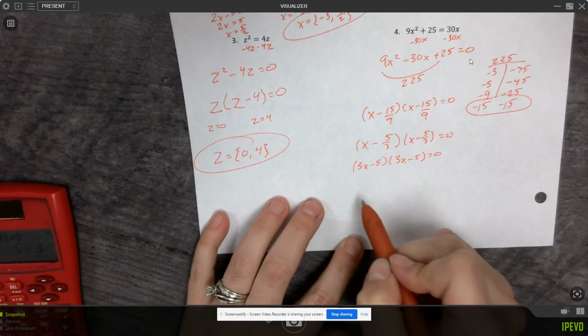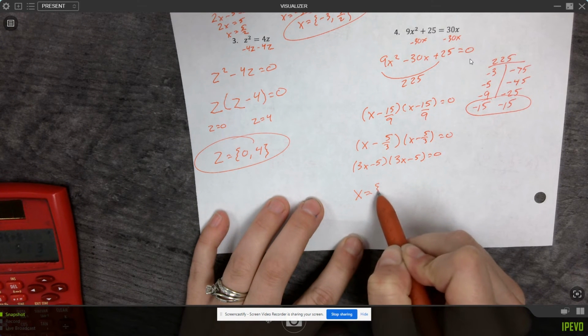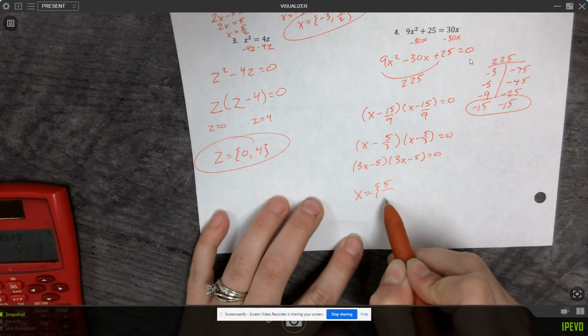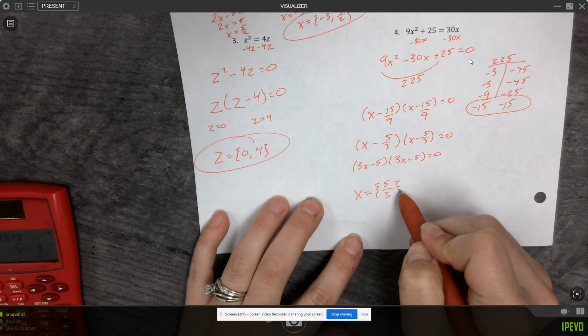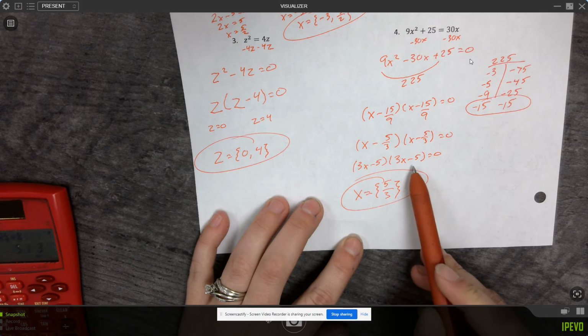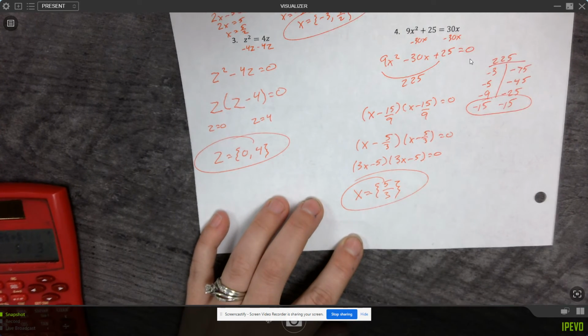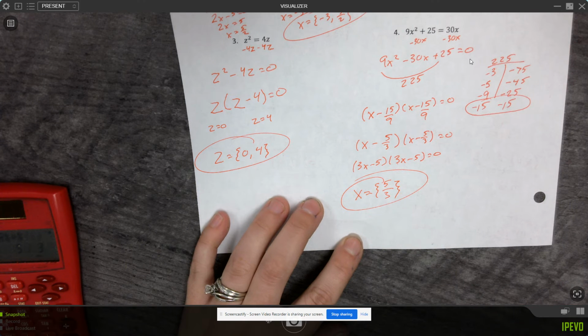Flip this sign. Positive 5 divided by coefficient. This one would be the same. Flip the sign, divide by the coefficient. Would be the same number.